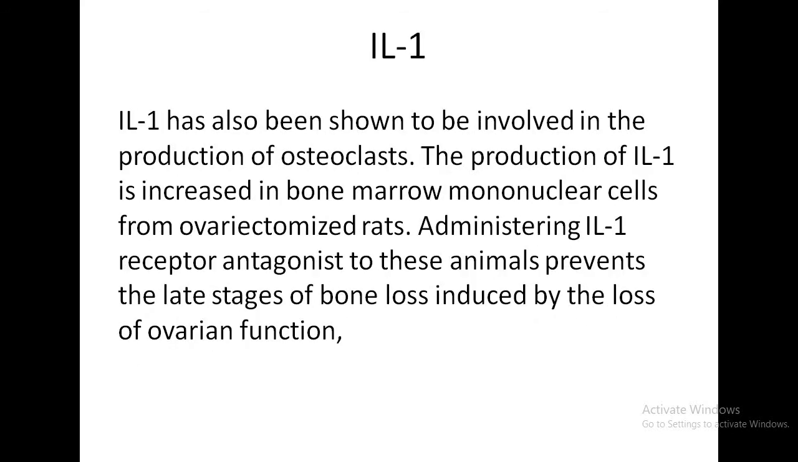IL-1 has been shown to be involved in the production of osteoclasts. It is increased in bone marrow mononuclear cells in overactivated cells. Administering an IL-1 antagonist to these animals prevents the late stages of bone loss induced by the loss of ovarian function. So when there is no estrogen, it will result in more IL-1, and IL-1 will cause more osteoclasts to be produced, and more bone will be resorbed.